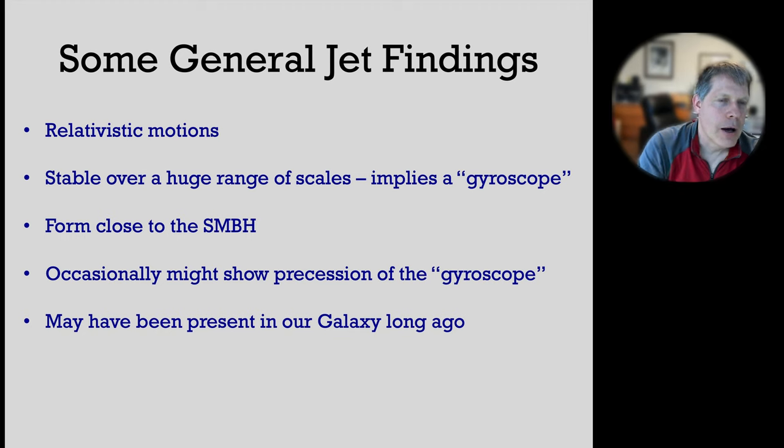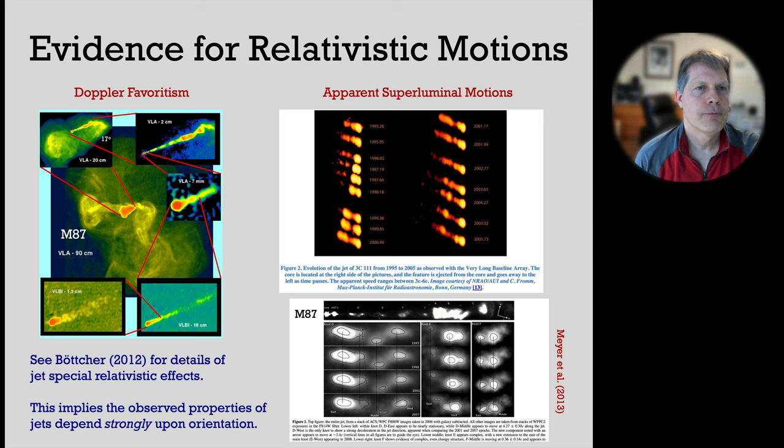I also want to talk about how jets are now known, just directly from observations, to form very close to the supermassive black hole. I'll talk about how jets might show precession of the gyroscope that I referred to. And then I will talk about how jets may have been present in our galaxy long ago. So these are some important general findings that are worth knowing about. First of all, I want to talk about the evidence for relativistic motions of these jets.